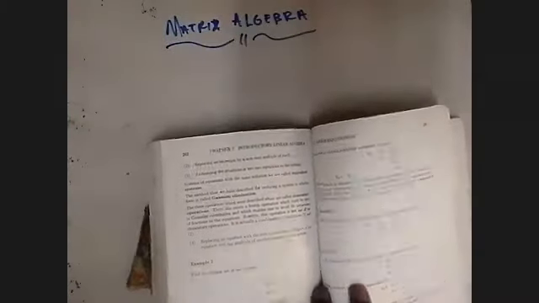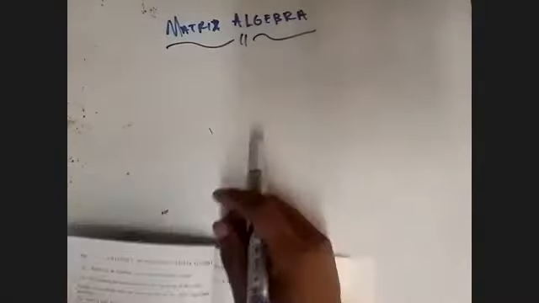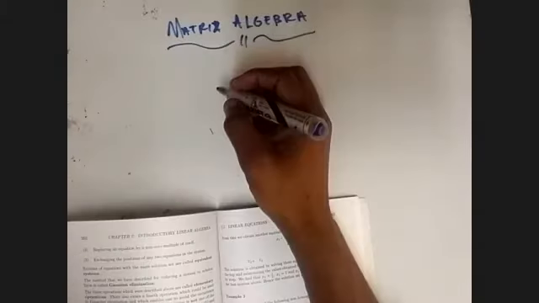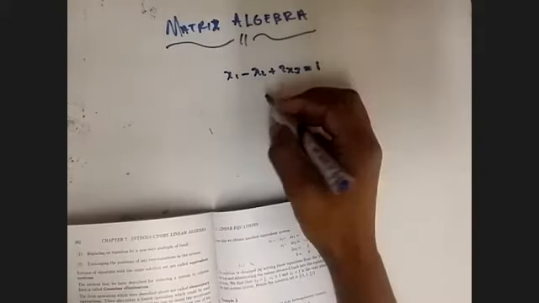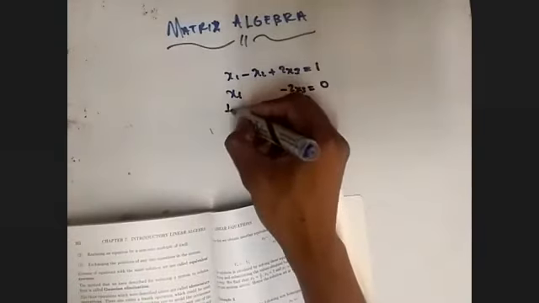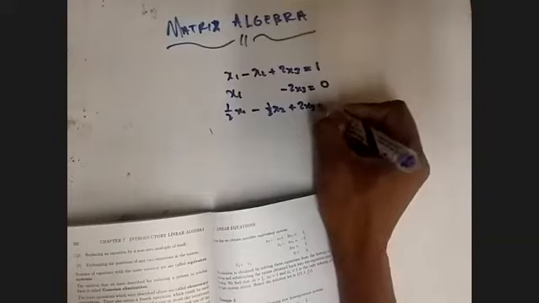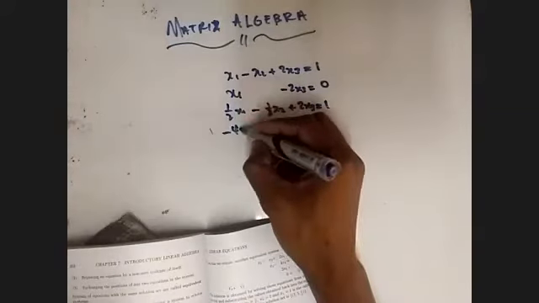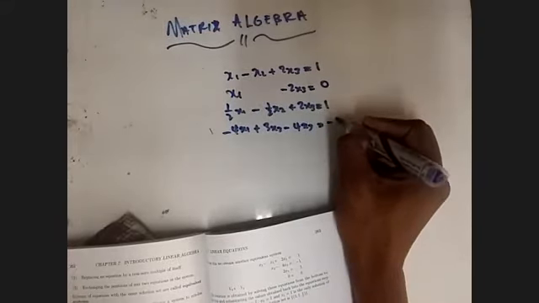Okay, so the next one, example 2. Oh, that one, the upper one, they said it's better with Gauss elimination. Let us do example 2. We are given x1 minus x2 plus 2x3 is equal to 1. And then x1 minus 2x3 is equal to 0. 1/2 x1 minus 1/2 x2 plus 2x3 is equal to 1. And then minus 4x1 plus 3x2 minus 4x3 is equal to negative 3.